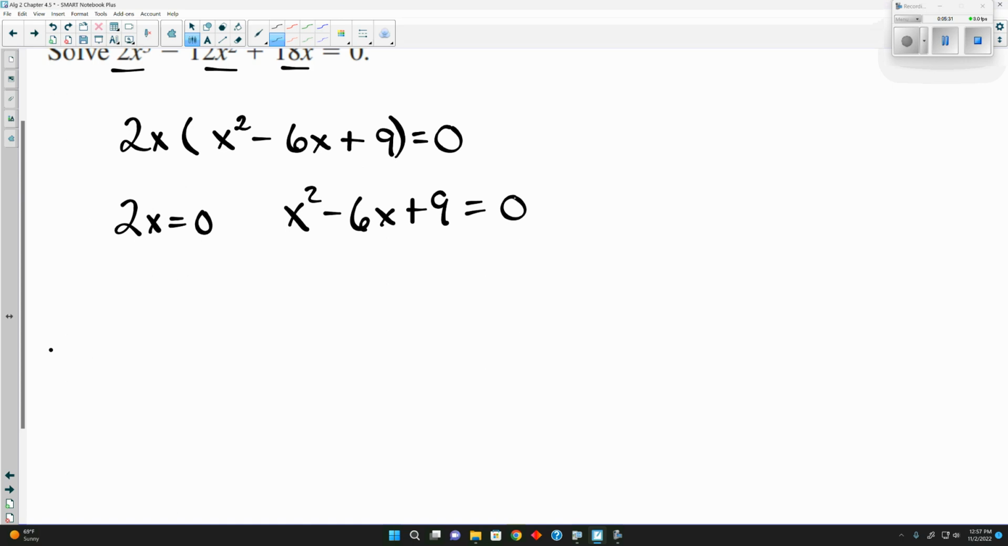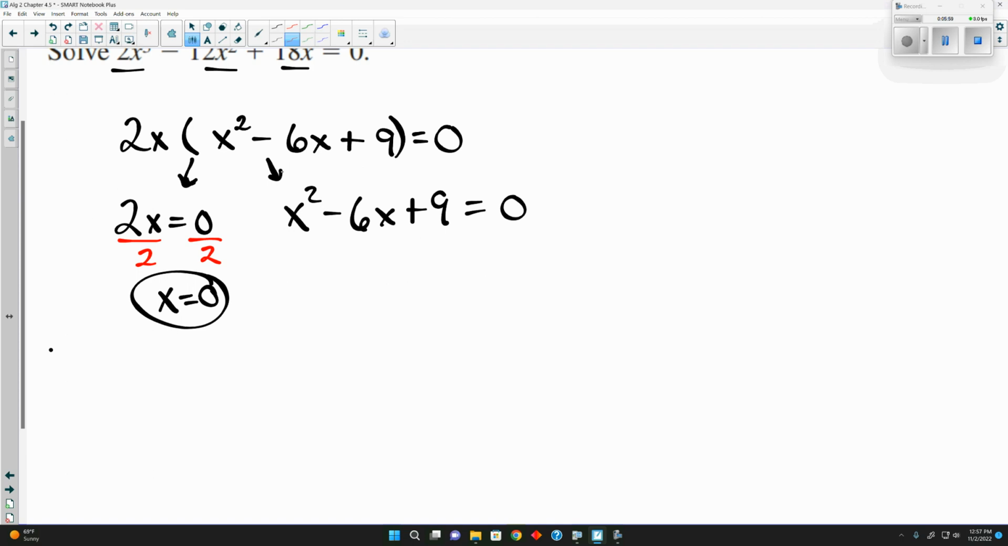There's two ways we could go about this. One of them is to do what? We can divide both sides by 2, yes? Telling us x is equal to 0, yes? Now, what property did we use to get to our two statements here? The zero product property, yes? Anytime we have two or more things multiplied together to equal 0, one of them must be 0.